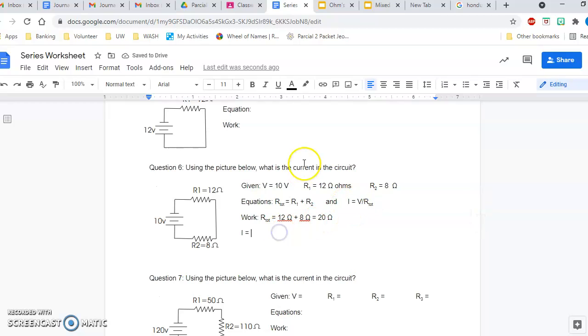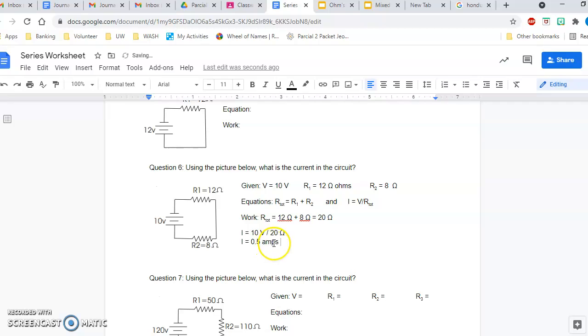We're going to say V is equal to 10 volts. And then we just found what our R was. Our resistance is going to be 20 ohms. So we can say that our answer would be our current is equal to 0.5 amps.